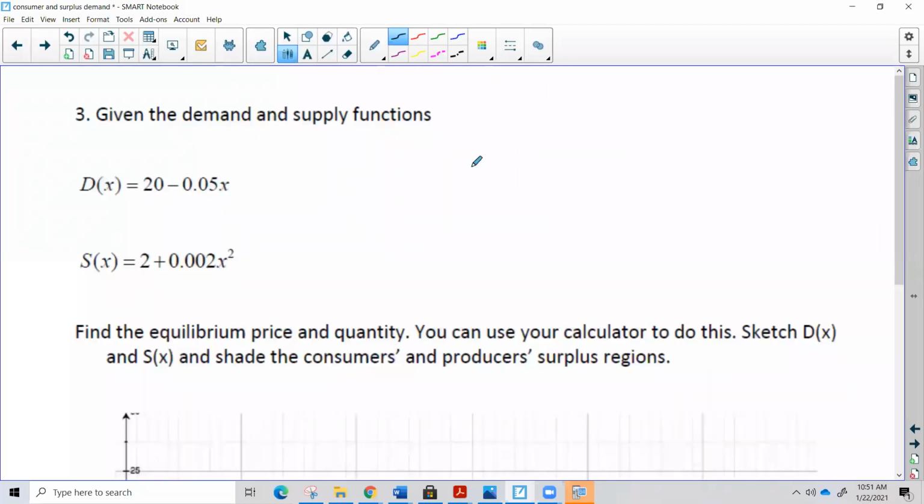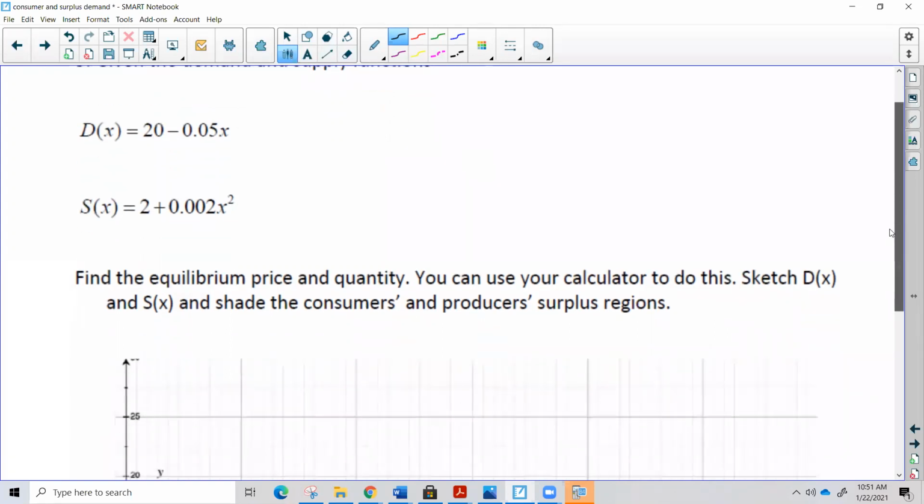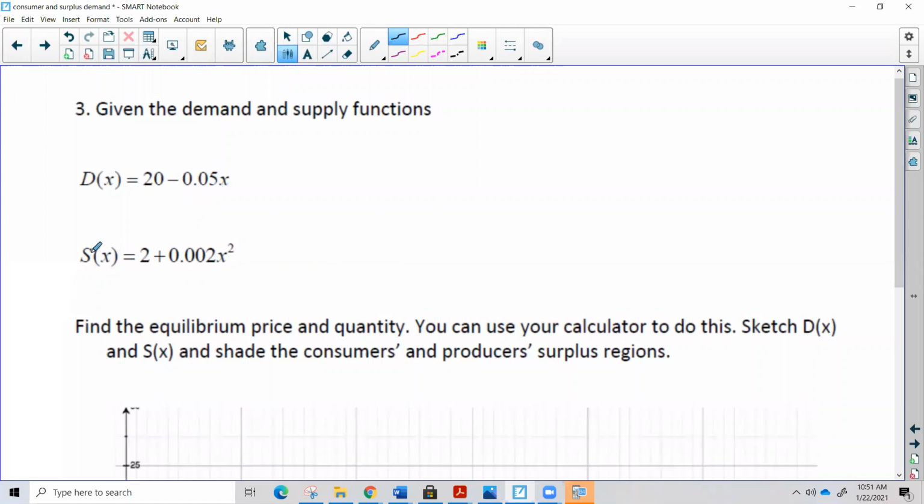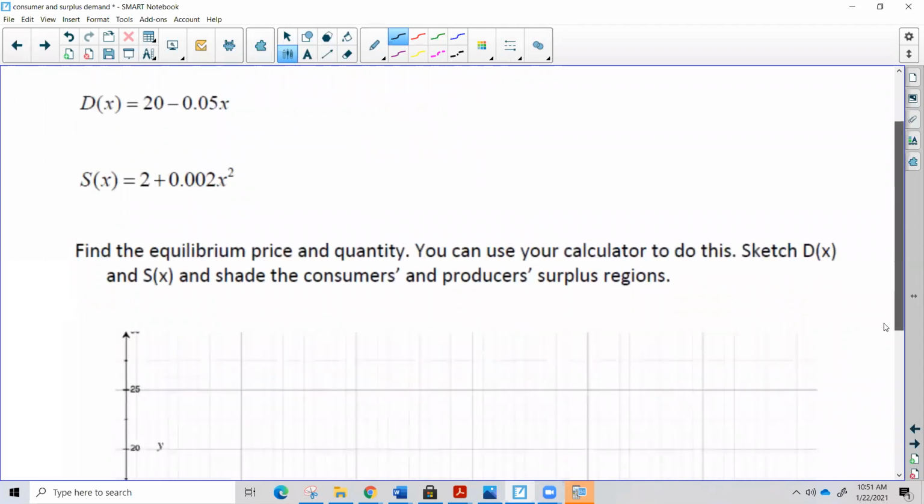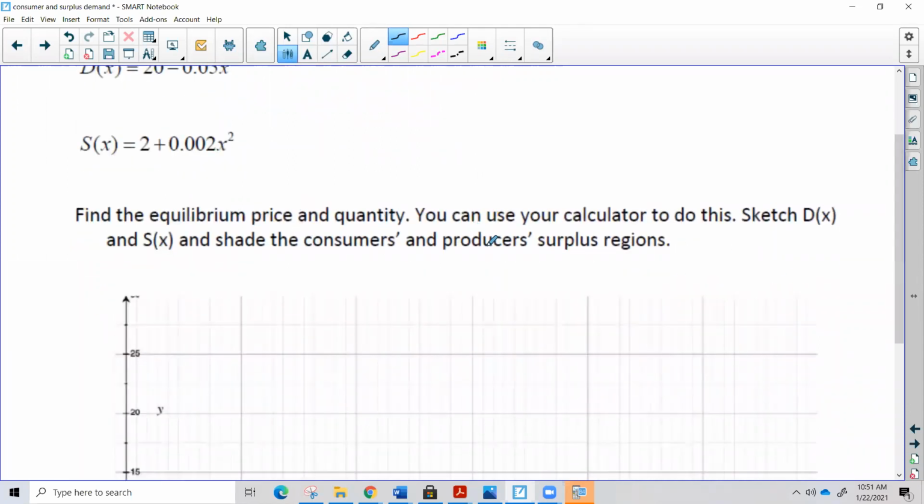So in this video, we're going to look at another example of consumer and producer surplus. So here's our demand curve, here's our supply curve. Find the equilibrium price and quantity. You can use your calculator to do this. Sketch D of X and S of X and shade the consumer and the producer surplus regions.